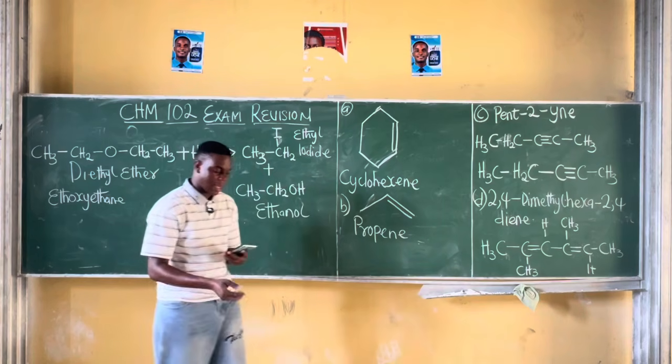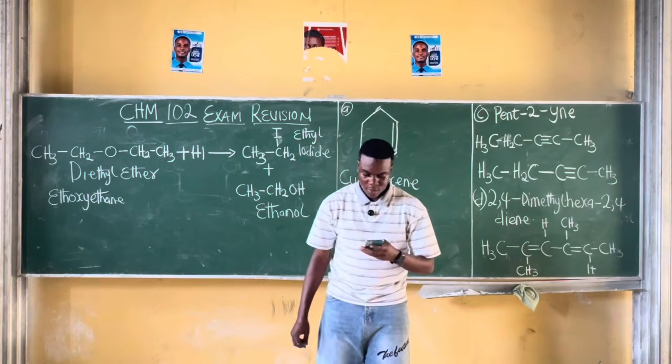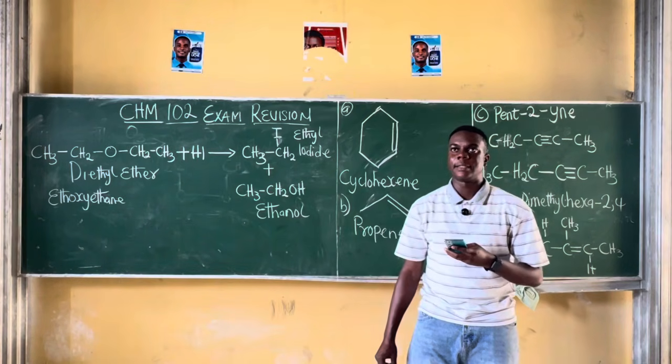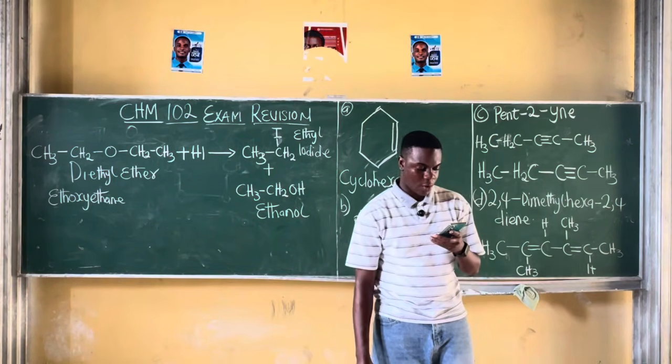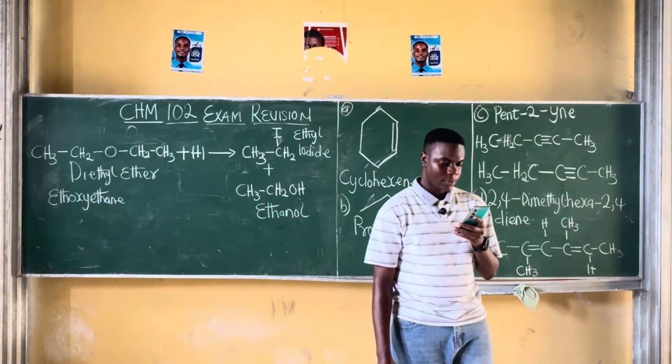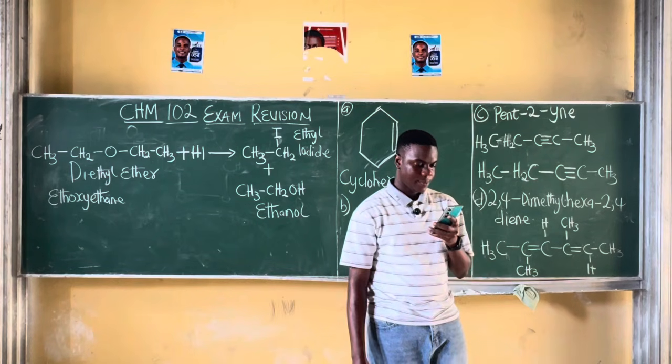So can you see any option like that? So we have an option that says ethyl iodide and ethanol. So that is the correct answer. So that is option 3 there.